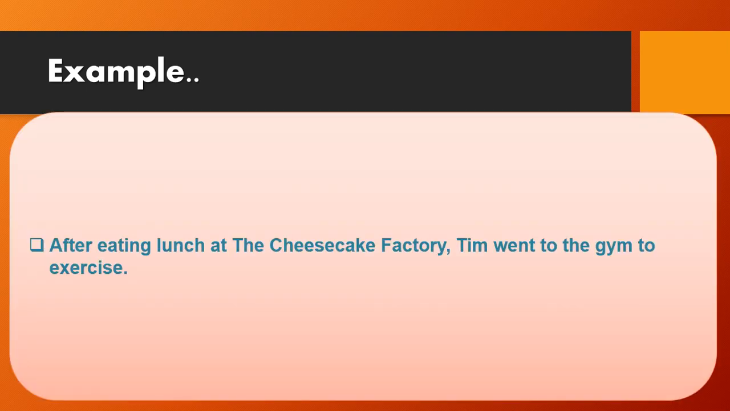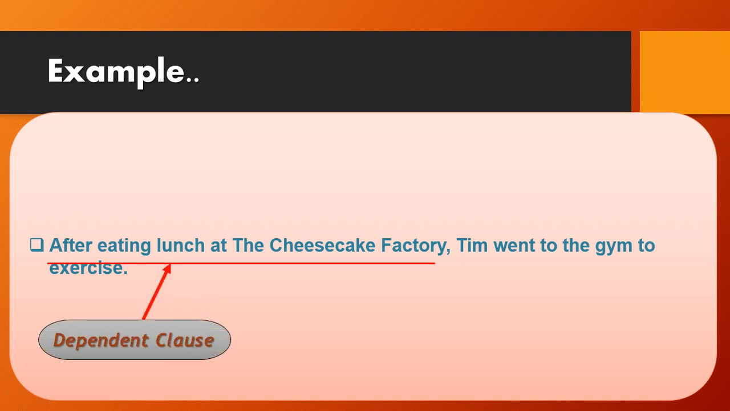Okay. Let's have more examples. Look at this one. After eating lunch at the cheesecake factory, Tim went to the gym to exercise. This is the first part. After eating lunch at the cheesecake factory. What do you think? Is this dependent or independent? Excellent. This is a dependent one. Why is this a dependent one? Because it starts with the subordinating conjunction after.